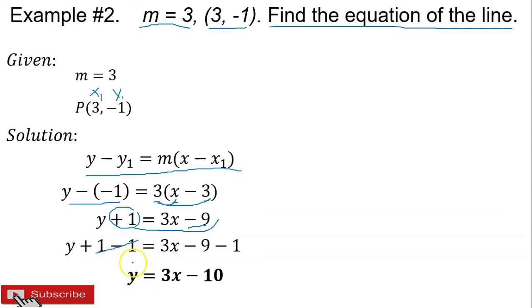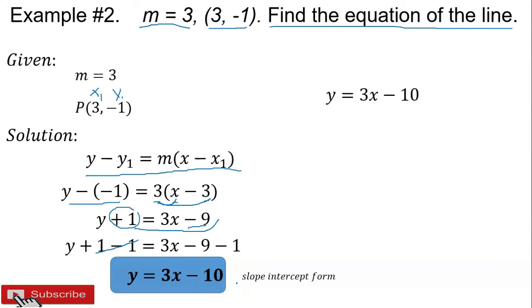Okay, kasi 1 minus 1 is equal to 0. So y na lang yung matitira. Is equal to 3x minus, or negative 9 minus 1, that is negative 10. So we have y is equal to 3x minus 10. And this is our slope-intercept form.